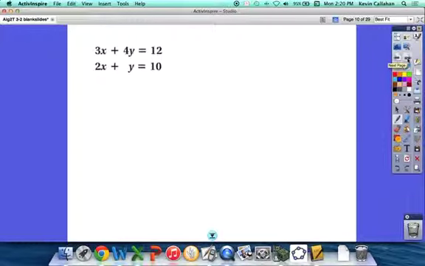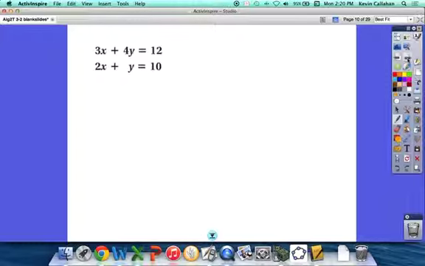So here is a system. What does the first step tell us to do? Solve one equation for one variable. Now, like I say, you could solve for either variable in either equation, but there really is an obvious choice here.